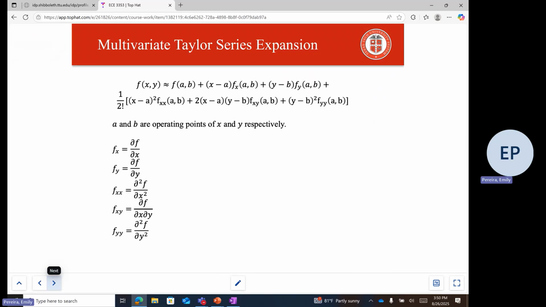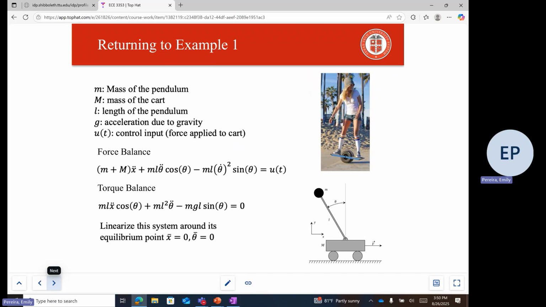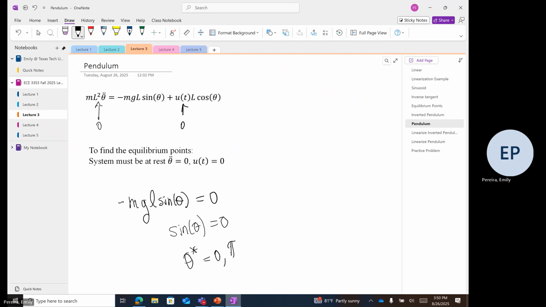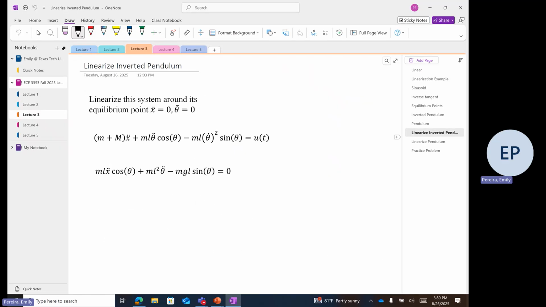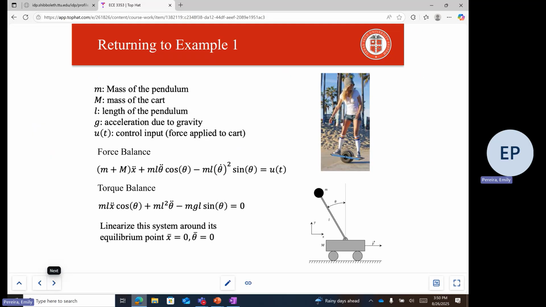All right, so now we want to linearize. I'm going to skip past this. How can we linearize this guy around its equilibrium point? All right, so we found the equilibrium point. We found its stable equilibrium point, and for the inverted pendulum, this is an unstable equilibrium point. So let me go back.